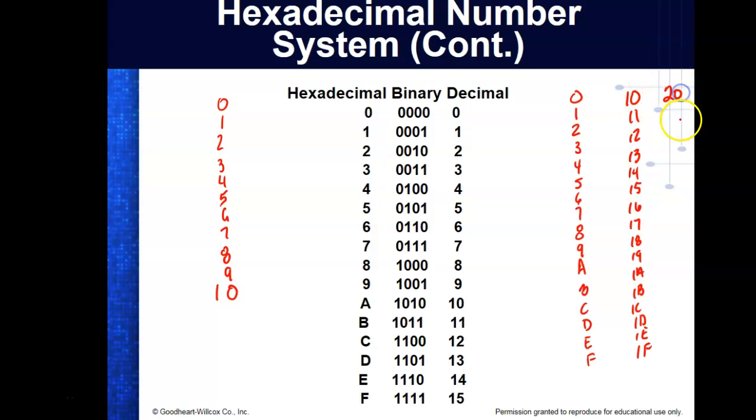2, 0. 2, 0 is twice the base, right? So that's actually equal to 32. Then I would count 2, 1, 2, 2, 2, 3, 2, 4, 2, 5, 2, 6, 2, 7, 2, 8, 2, 9, 2, A, 2, B, 2, C, 2, D, 2, E, 2, F, 3, 0, right? So that's the way we count. This one right here equals the base.